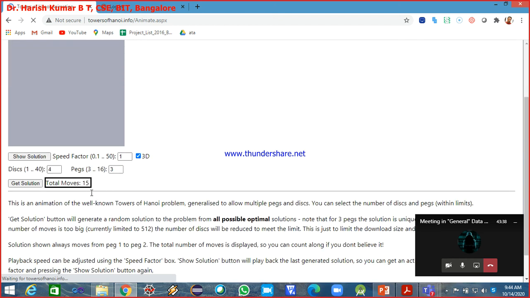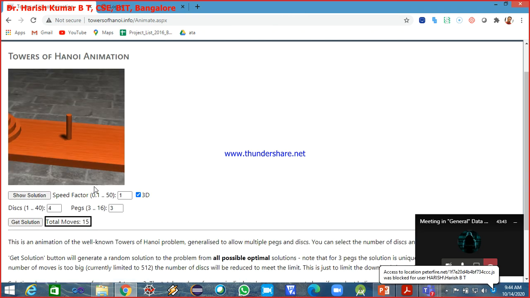See, it's saying how many moves? 15 moves. So it can be solved in 15 moves.